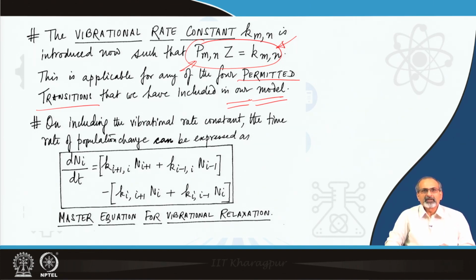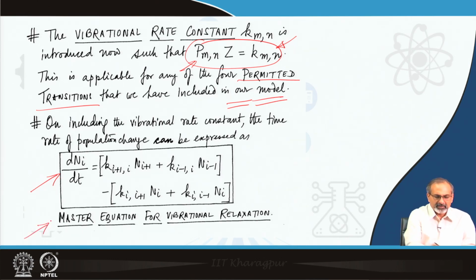On including the vibrational rate constant, the time rate of population change now can be expressed like this. It has a more simplified look, a more compact look, where you can just deal with the vibrational rate constants and the populations at the different energy levels, which are again instantaneous. This is called the master equation for vibrational relaxation. This is a very important equation, and that is why we have boxed it.